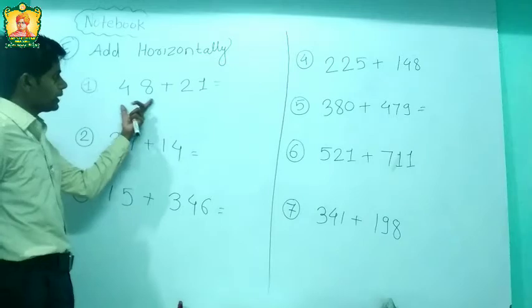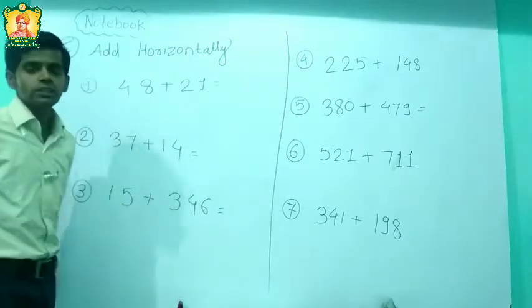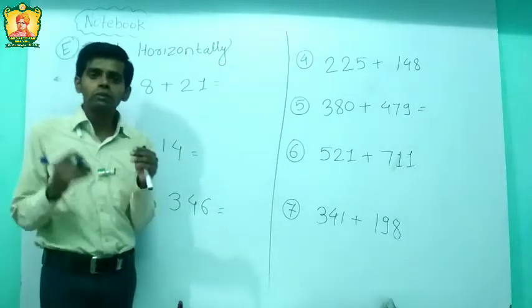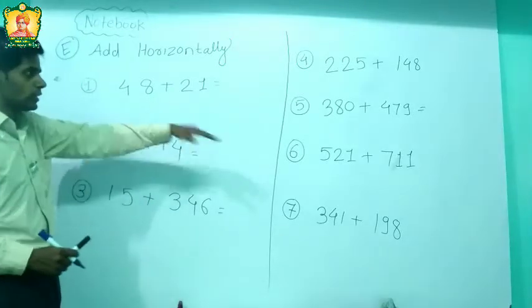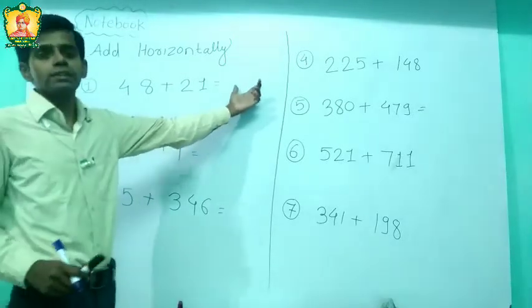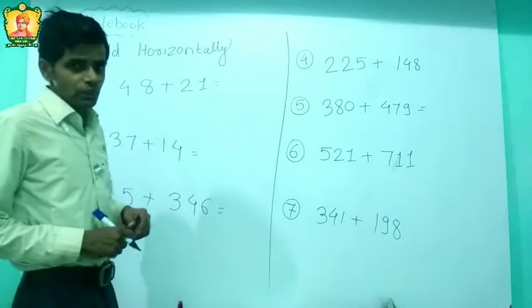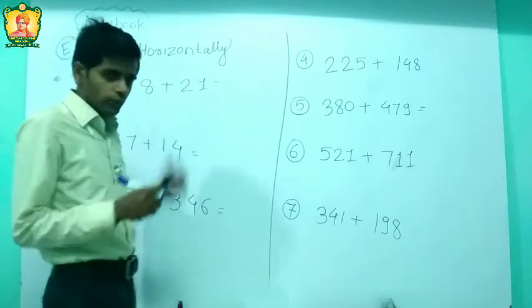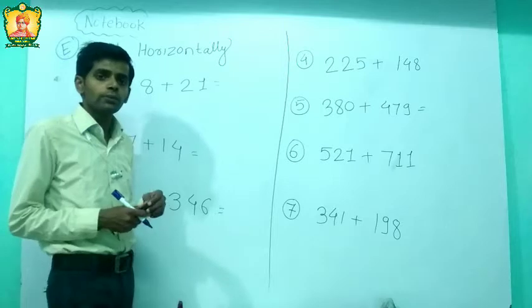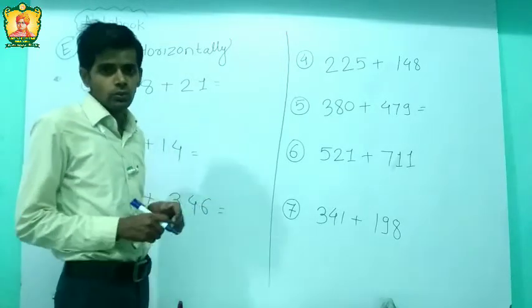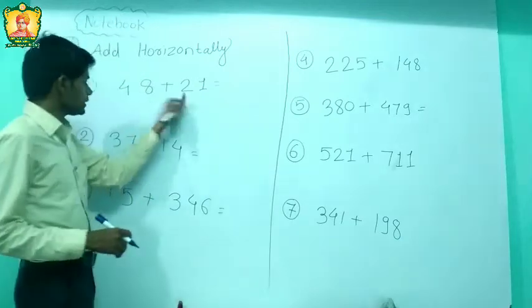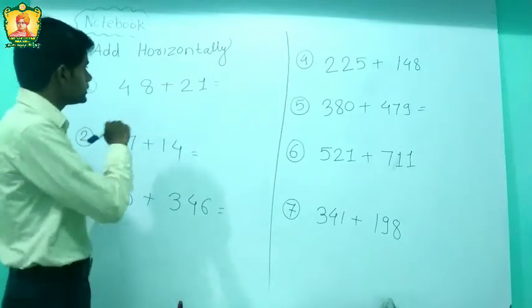Okay, so let's take the first question, that is 48 plus 21, add horizontally. In this method what we will do, we will directly add the numbers horizontally. What is horizontal method? This is the horizontal method, directly we have to solve the answers. Okay, and there is another method, that is a vertical method. In vertical method we will take these numbers, write them in a column and then add. But here we can't write these numbers in a column, so how can we add them?